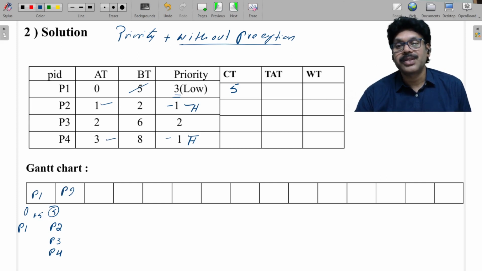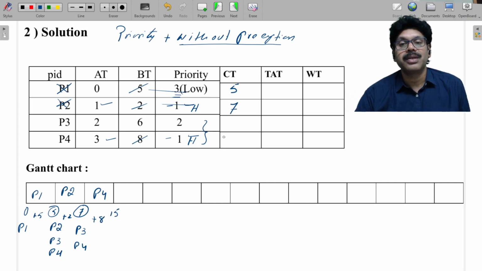Now P2 is passed here and it requires how many units? 2 units. So P2 got completed by 7. You remove it from the queue. So P1 is removed, P2 also removed. Now the rest of the processes are there, P3 and P4. After removal, among these two, which is having high priority? P4 has got high priority. It is executed 8 units of time. By 15, it got completed.